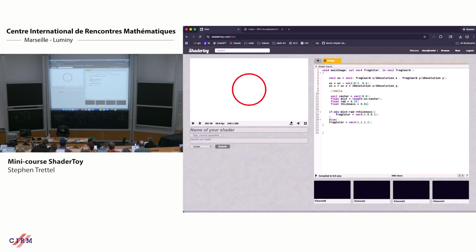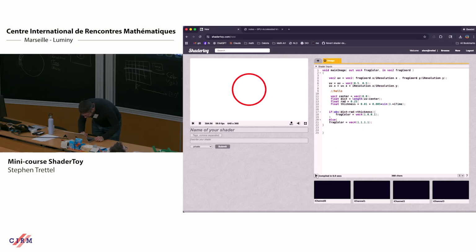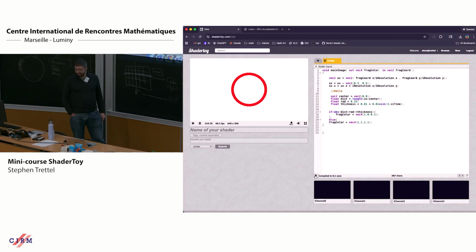We could have some fun here. We could make the thickness vary. Make it sinusoidally vary a little faster. Maybe a little more. There we go. So I just changed the thickness to vary depending on time, and then my circle can come in and out of existence.